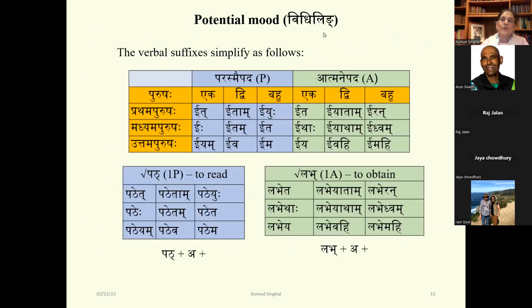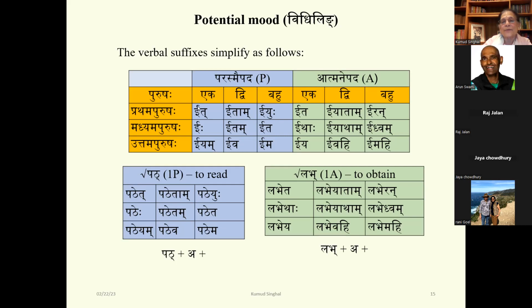Okay. So again, another set of suffixes. The verbal suffixes simplify as follows. In Parasmai Pada, it is eat, eatam, iyuhu. One thing to know whether it is in vidhiling is that it's all with e. So there will be a guna sandhi. The forms will be patheta, pathet, pathetam, patheyuhu, pathehe, pathetam, pathet, patheyam, patheva, pathema.